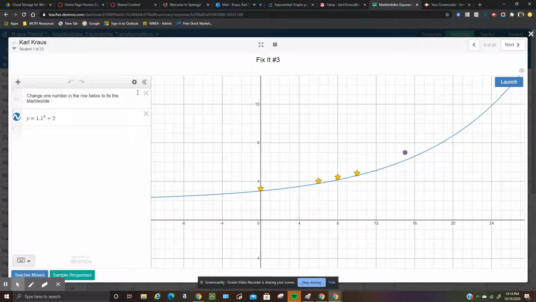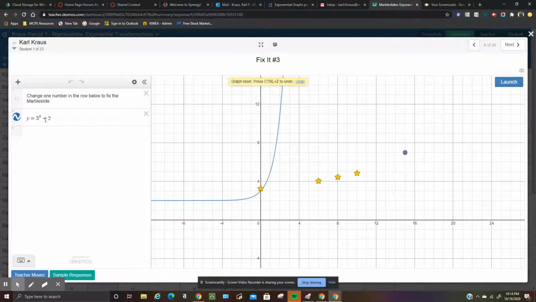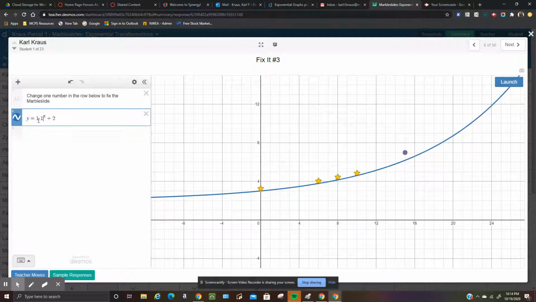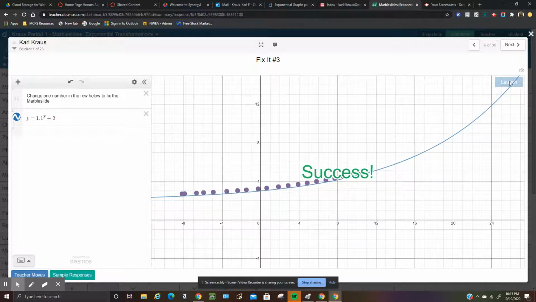Slide 6, let me reset this one. It was 3 to the x +2. And then someone in the first period said if we just change this 3 to 1.1, change the multiplier so it makes the curve less steep. And then when you launch the marbles, it collects all the stars.